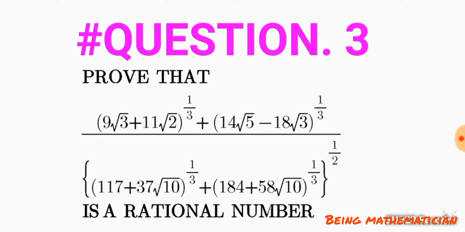Question number 3. Prove that ((9√3 + 11√2)^(1/3) + (14√5 − 18√3)^(1/3)) divided by ((117 + 37√10)^(1/3) + (184 + 58√10)^(1/3))^(1/2) is a rational number.